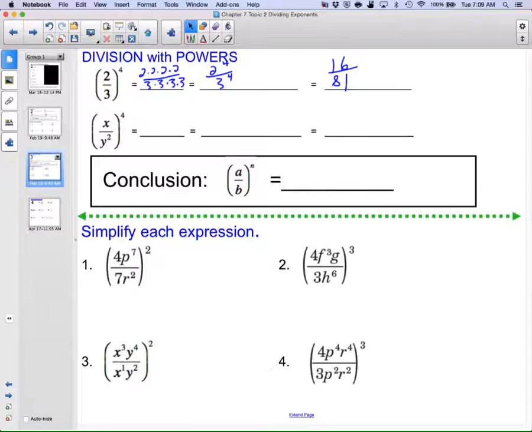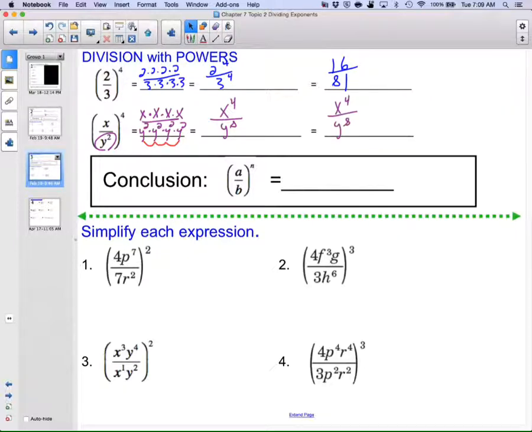Okay, looking at the next one, same idea with variables. So we have x times x times x times x over, and I'm going to be careful here, it's y squared 4 times, not just y. So it's y squared times y squared times y squared times y squared. Okay, so that's going to be x to the 4th, and then if we know our multiplication rules here, that's y times y squared 4 times, so that's going to be y to the 8th. And I guess I'll just copy that down over here.